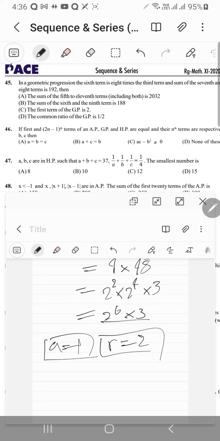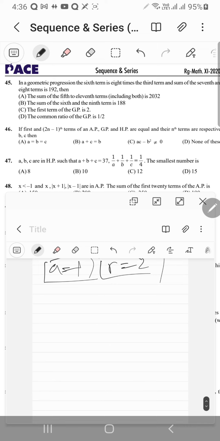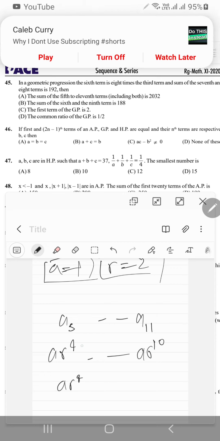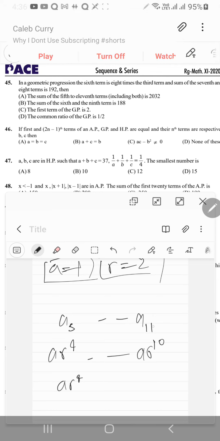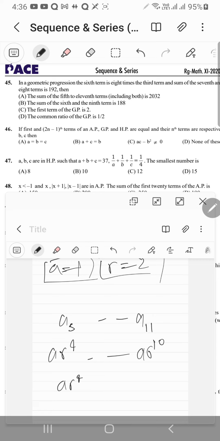Sum of the fifth to 11th terms. Oh, so including both, like a5 all the way till a11. That's just a1 all the way till a11 minus, or you could just do it in the proper way, so like ar power 4 all the way till ar power 10, which is ar power 4 into, well, how many numbers are there though? It's like 4 plus 1 all the way till 4 plus 7, so it's 7 numbers. So r power 7 minus 1 upon r minus 1.